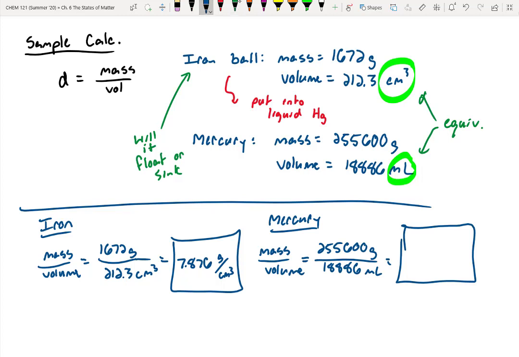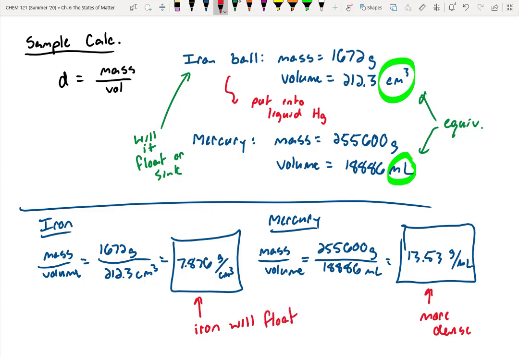Okay, mercury on the other hand, we've got 255,600 divided by 18886, and our final answer in this case should have 4 sig figs, just like before, and this is giving me 13.53 grams per milliliter. So we can look at this and we can say that this is more dense, which means that this iron will float.